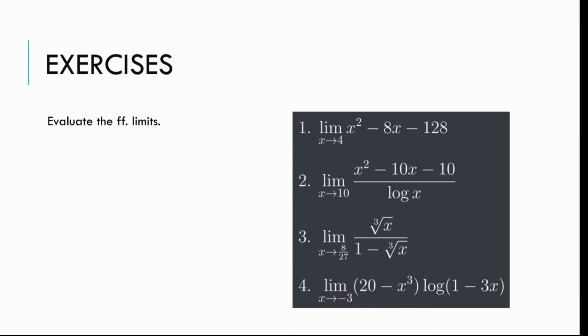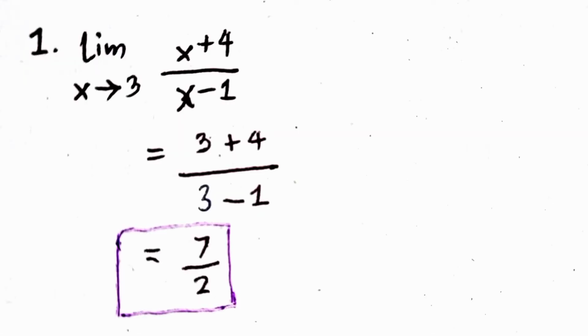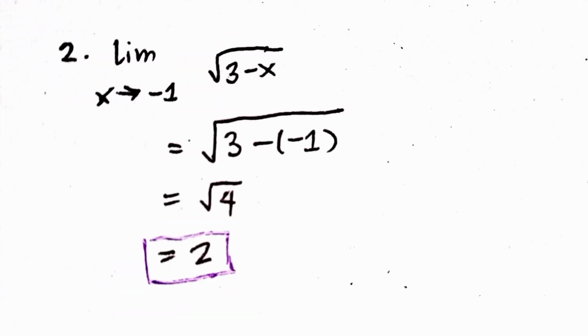So we are tasked to find the limits of the given functions, but at this time, we are just going to directly substitute the values. So number 1, the limit of x plus 4 all over x minus 1 as x approaches 3. Simply plug in the value of 3 to the x values. So we'll have 3 plus 4 all over 3 minus 1, which will be 7 over 2. So the limit of x plus 4 all over x minus 1 as x approaches 3 is equal to 7 halves. Number 2, the limit of the square root of 3 minus x as x approaches negative 1. Just do the same, plug in the values.